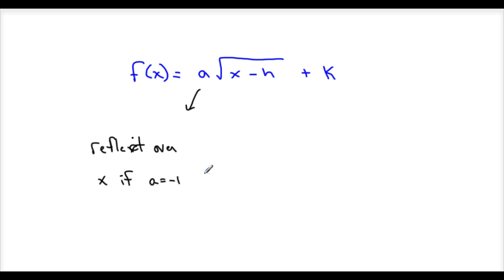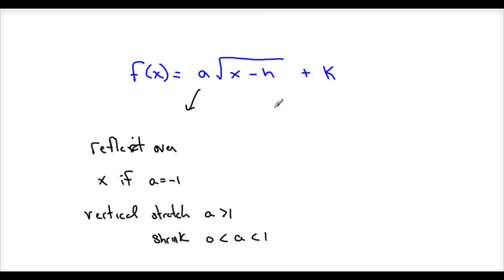What else can the a do to my graph? Is it horizontal or vertical? Vertical stretch or shrink. Okay, so it could be a vertical stretch if a is greater than 1, or a vertical shrink if a is between 0 and 1. So the a term is a reflection over the x axis if a is negative. It's a vertical stretch if a is greater than 1, and it's a vertical shrink if a is between 0 and 1, so any fraction, 1/2, 1/3, and so on.